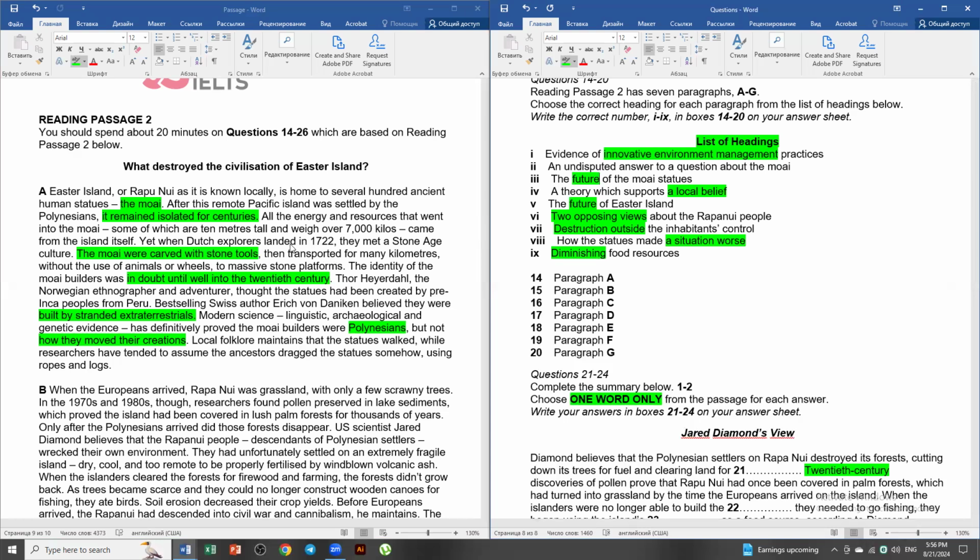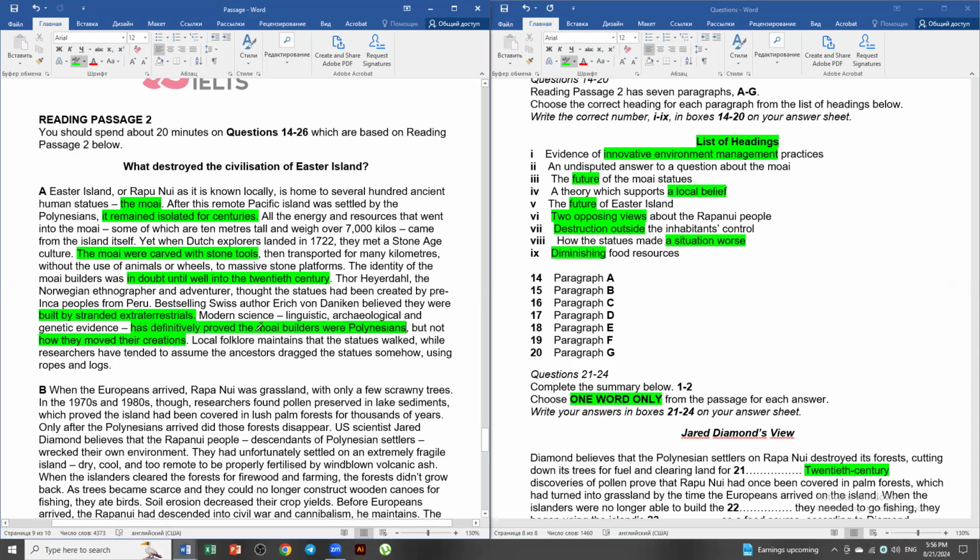something we can get as an answer, because the undisputed answer says that the identity of the Moai builders wasn't known until well into the 20th century. Thor Heyerdahl, the Norwegian ethnographer and adventurer, explains some people's assumptions about how the Moai were built. The paragraph ends with noting the modern sites. It is saying that modern science, linguistic, archaeological, and genetic evidence has definitely proved the Moai builders were Polynesians. So this is pretty much the answer.